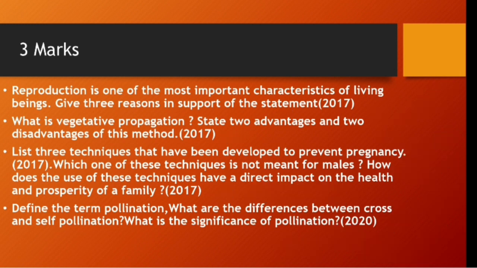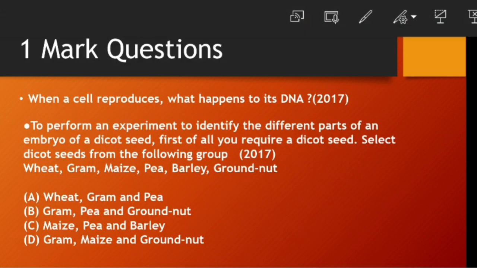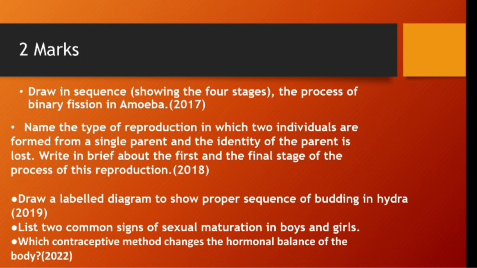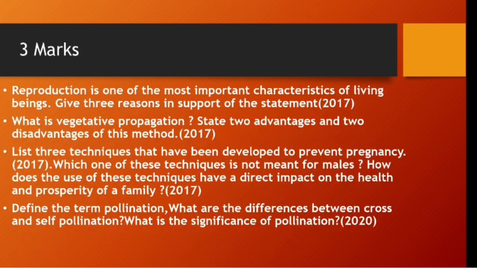Define the term pollination. What are the differences between cross-pollination and self-pollination? It's a very easy topic, right? Okay, this is very easy. Then you will be writing here what is pollination. So pollination is the transfer of the pollen grains from anther to the suitable stigma. Okay, then what are the differences between cross-pollination and self-pollination? That you can write. You can write the differences.